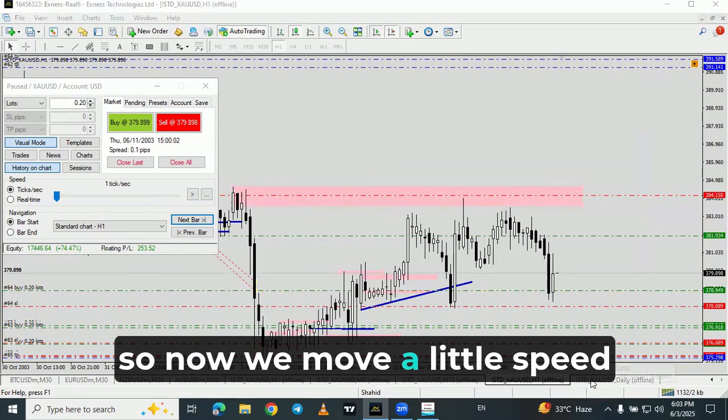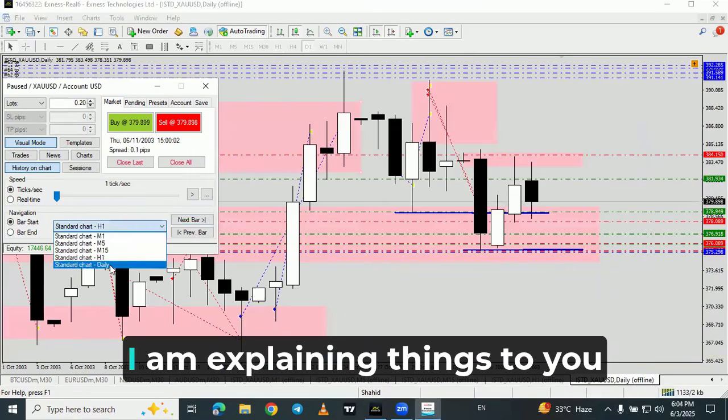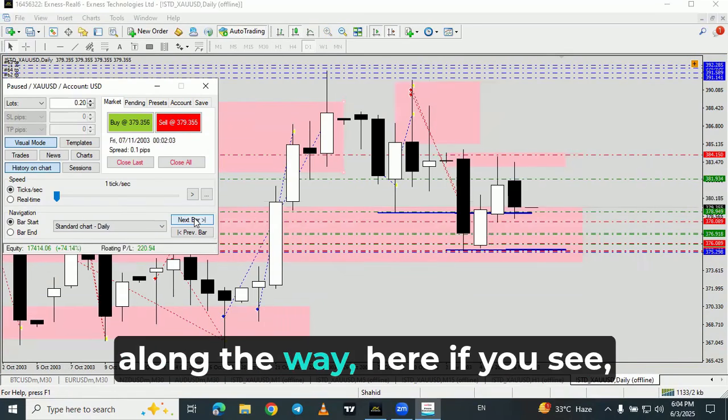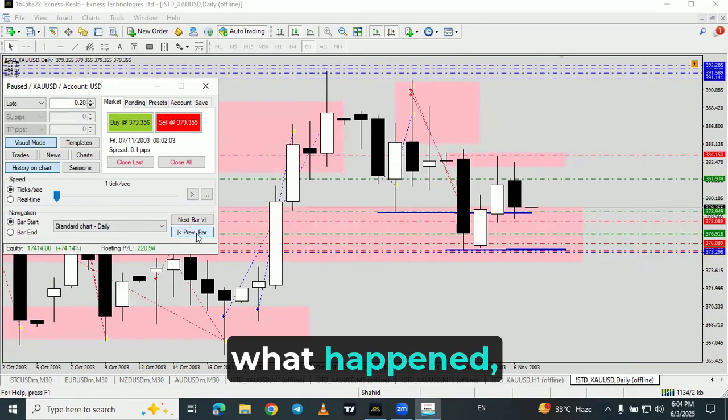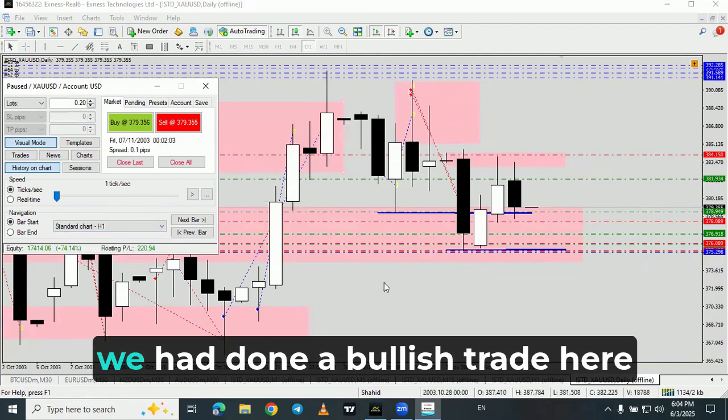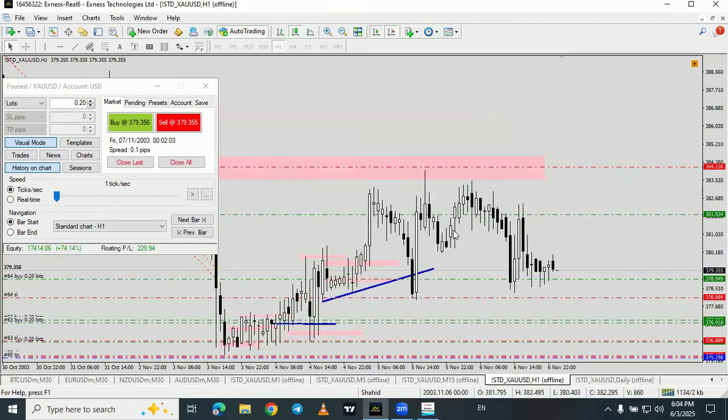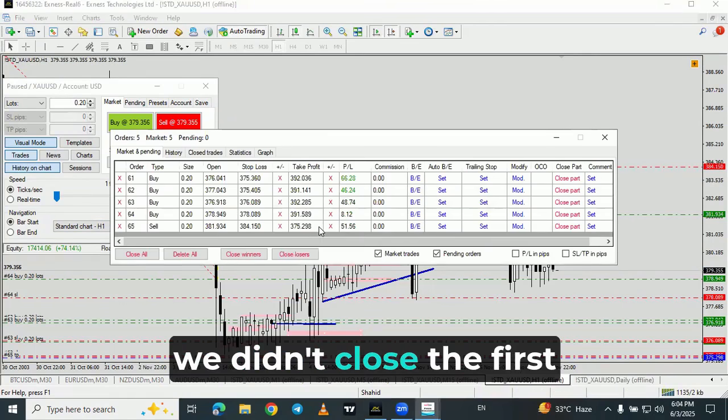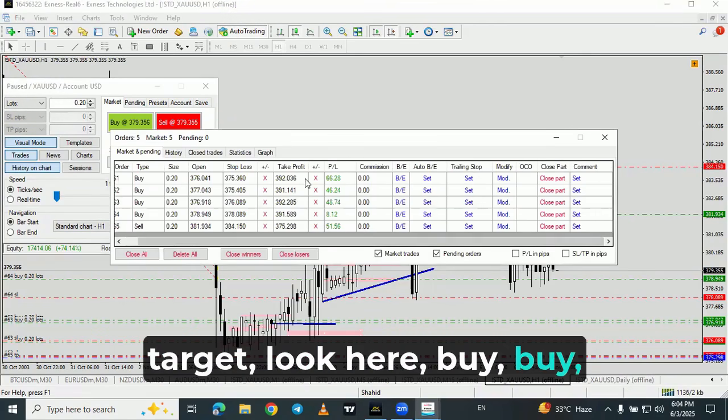So now we move a little speed up, put it on daily. I am explaining things to you along the way. Here if you see what happened, the market did what here? It was bearish. We had done a bullish trade here. Look, we didn't close the first target. Look here, buy, buy, buy, buy, buy.